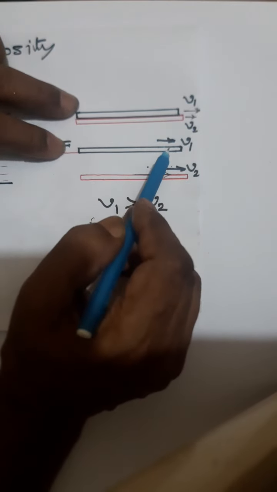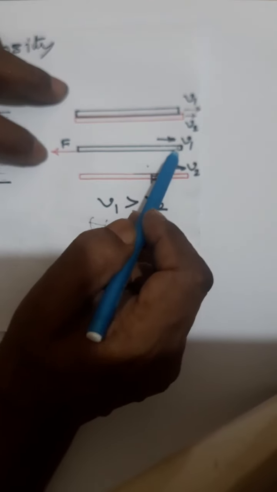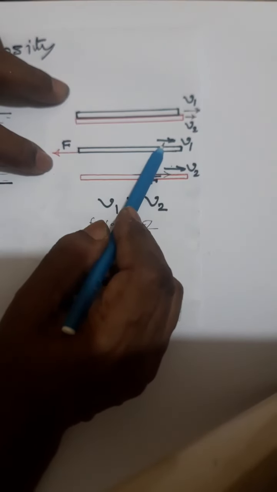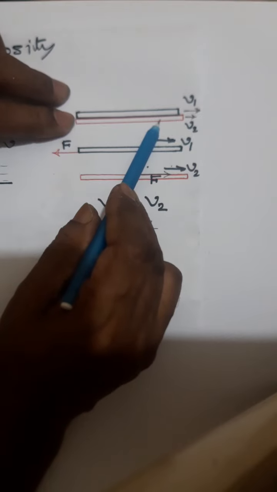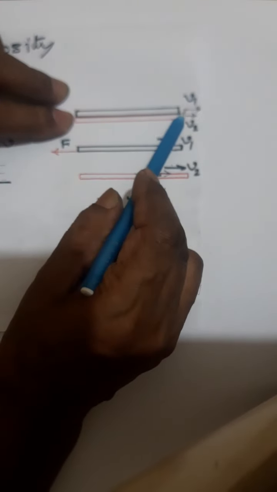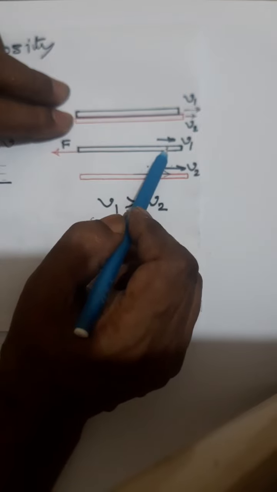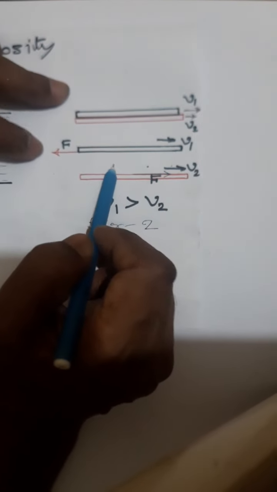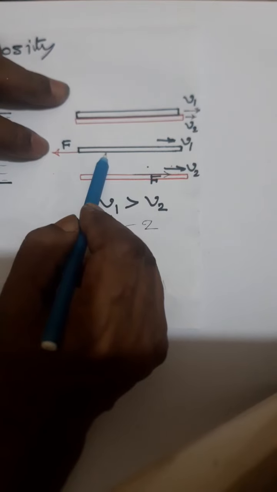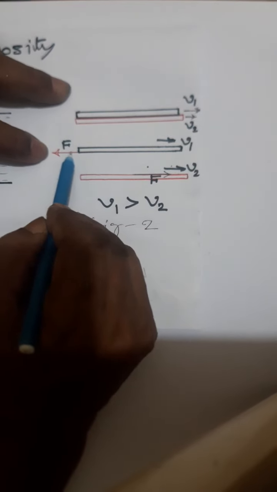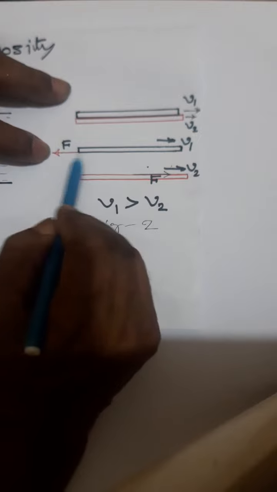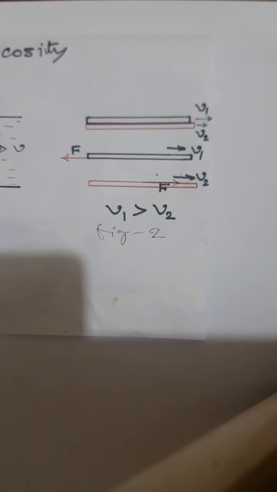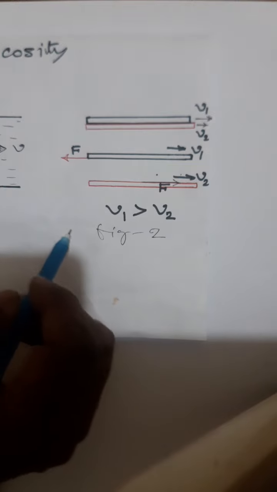So the upper layer, black layer, will be opposed by the red layer. The motion of the black layer will be opposed by the red layer. So the frictional force or the viscous force acts along a direction opposite to v1. The upper black layer will pull the lower red layer to move along with it.